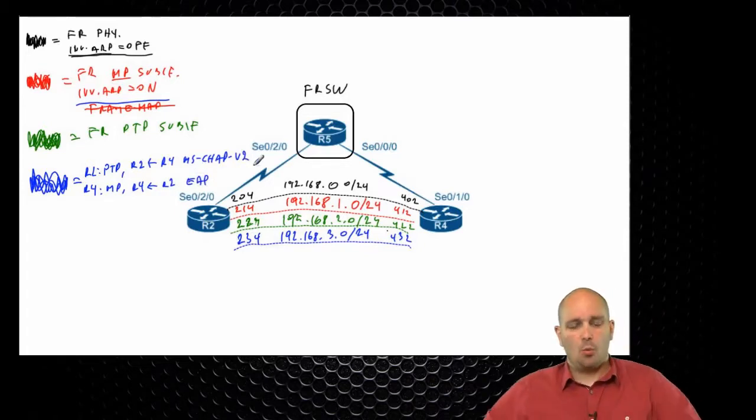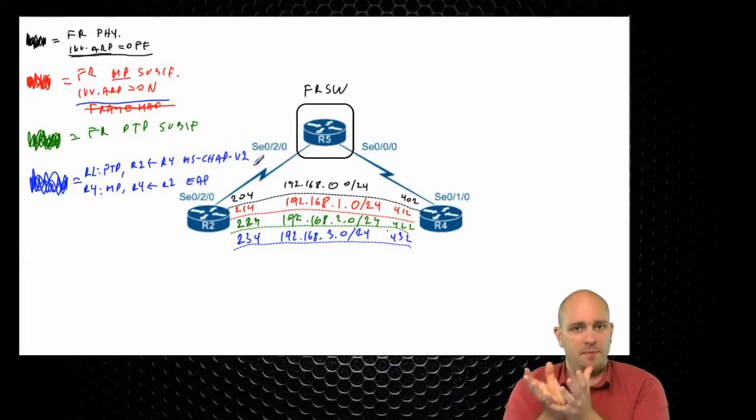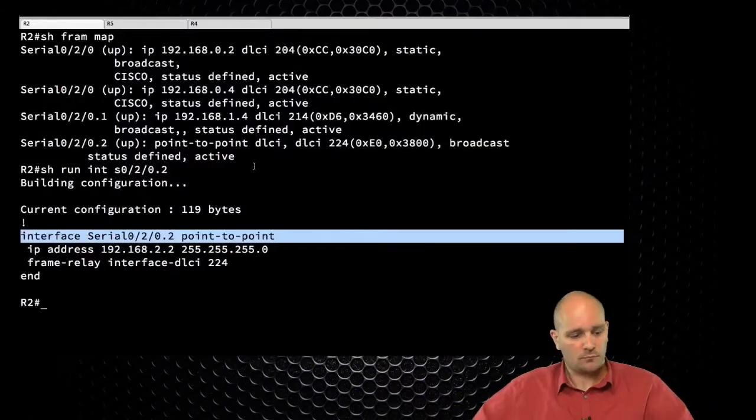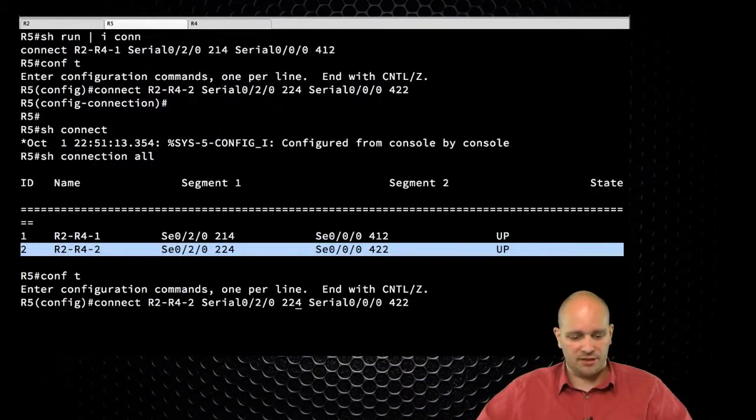So, what do I need to do here? Does Frame Relay support any authentication by default? There is no authentication in Frame Relay, and if you want to do authentication in Frame Relay, we actually have to run PPP over Frame Relay. And then anything that PPP supports, Frame Relay will support. So let's start by building this PVC between R2 and R4. So I'm going to go to my R5, I'm going to create the new connection. Again, very, very simple stuff.